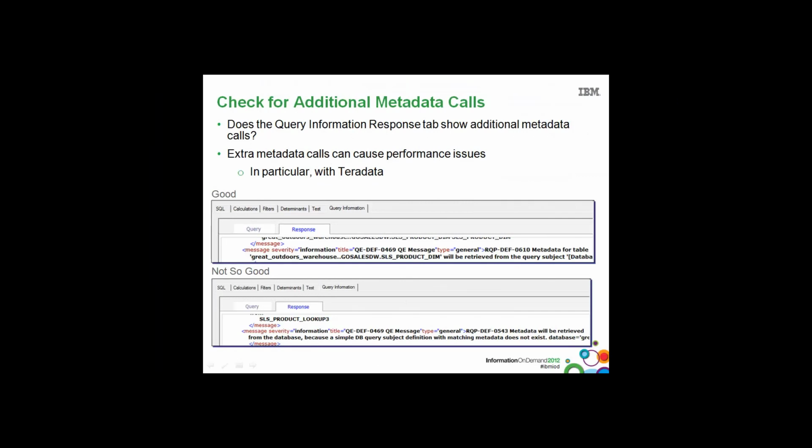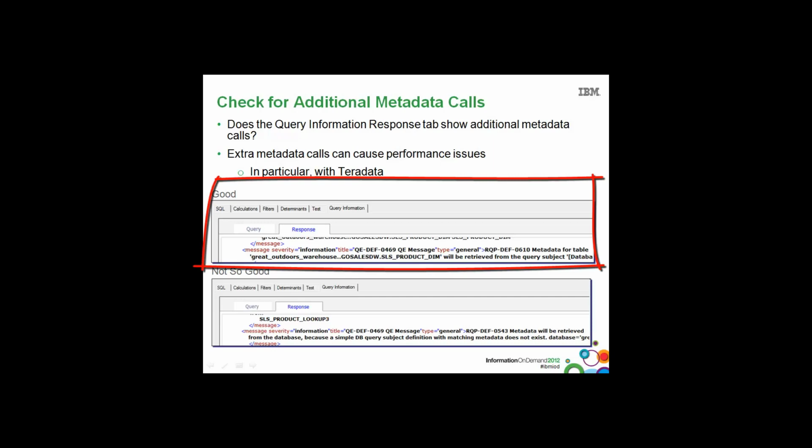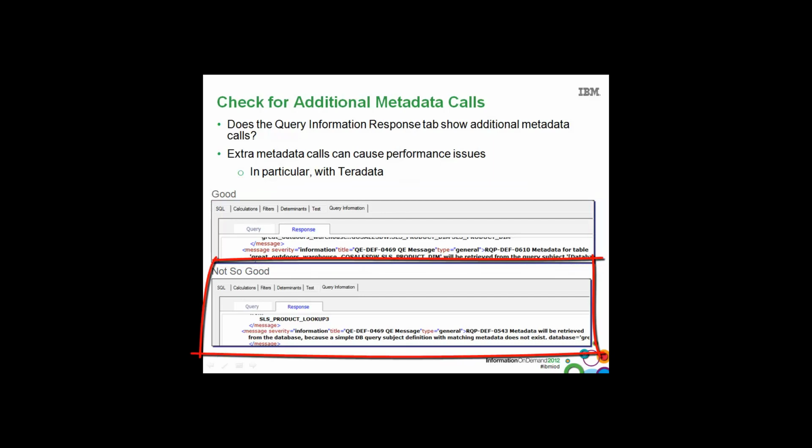Another item that may cause concern for performance is when additional metadata calls are done at query runtime. In particular, Teradata shops see large performance degradation when these metadata calls are performed. For other vendors, it's typically not an issue. However, DBAs don't like seeing these extra metadata calls coming in when they're not deemed necessary. In the screen captures seen here, a good message would be that you're retrieving metadata from a query subject rather than from the database. The not so good message is that you're actually going back to the database for your metadata. Let's take a quick look in Framework Manager to see how we can test for this.